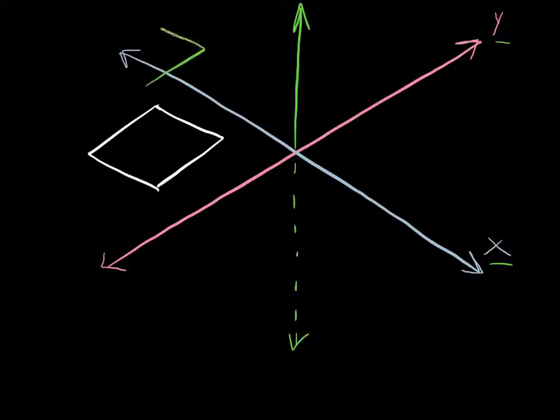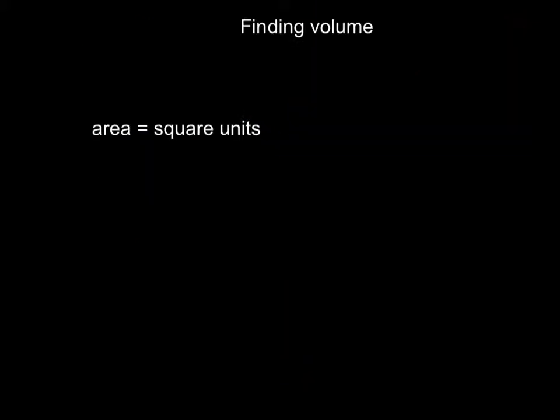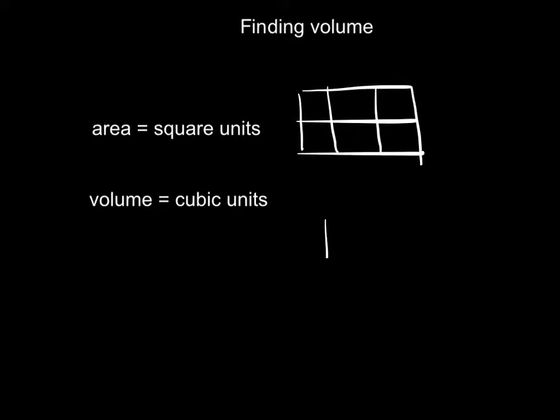For example, my flat square can now become a three-dimensional cube. When we find the area of something, we measure them in square units. With our new third dimension, we measure things in cubic units.